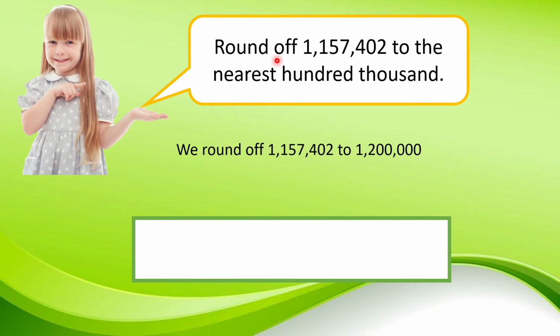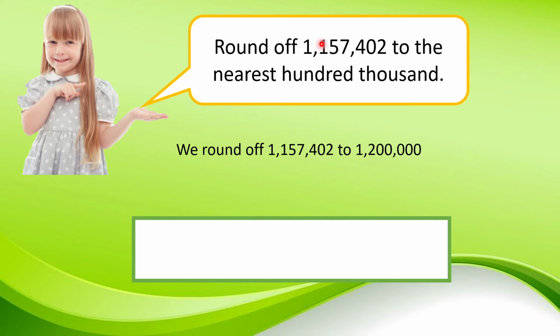So round off 1,157,402 to the nearest 100,000. So what is the number in the 100,000 place? Ones, tens, 100, 1,000, 10,000, 100,000. So this number, the 1, is in the 100,000 place.